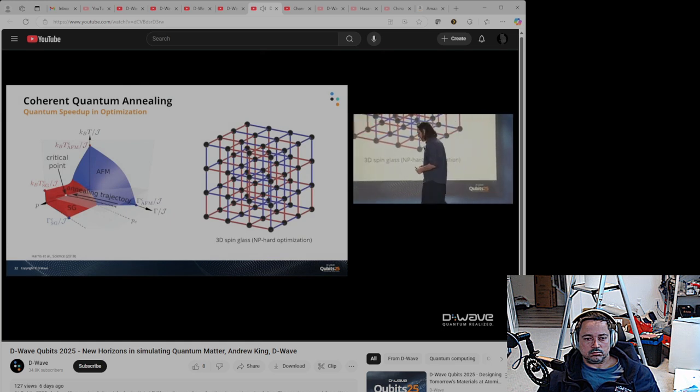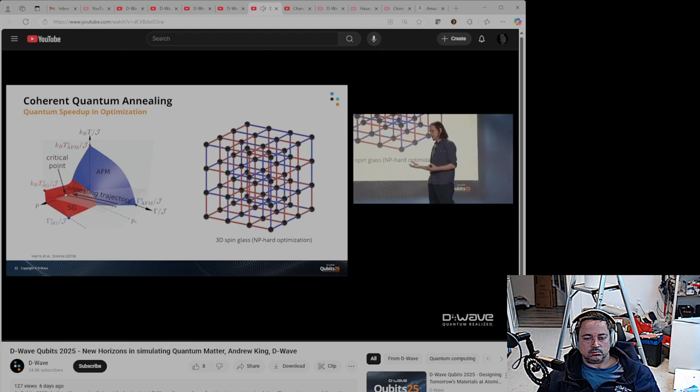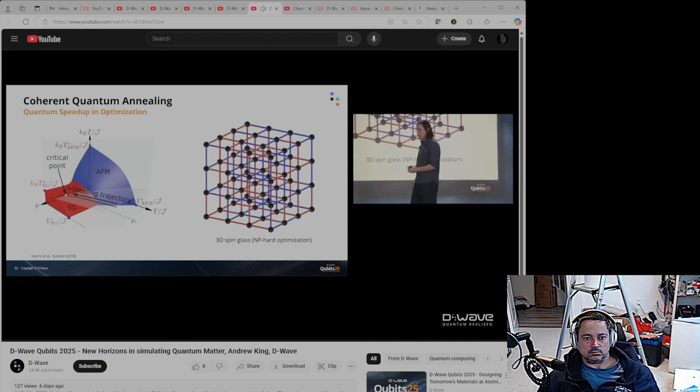If any of you are computer scientists, you might think that the Platonic ideal of a hard problem is 3-SAT, some sort of 3-SAT problem. For a physicist, it might be a three-dimensional spin glass. These are NP-hard optimization problems. They correspond to real materials, as I just mentioned, and they are convenient to study.